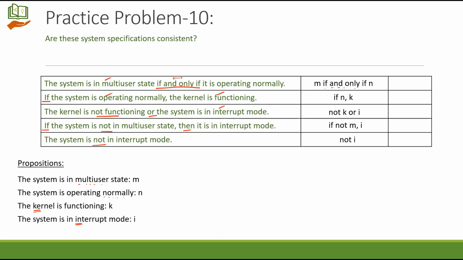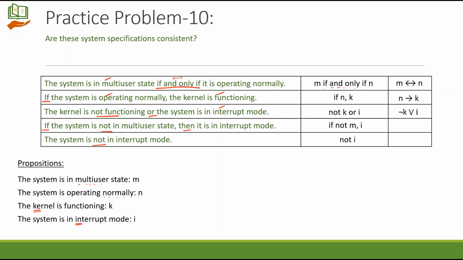What is if and only if? It is the bi-implication operator, so we go with M bi-implies N. What about if N then K? N implies K. What about not K or I? It is negation of K, the disjunction operator along with I.